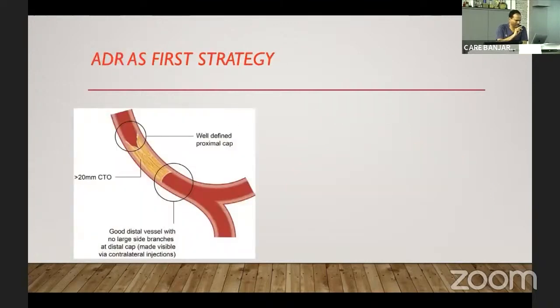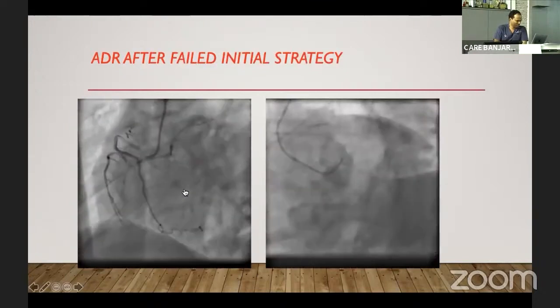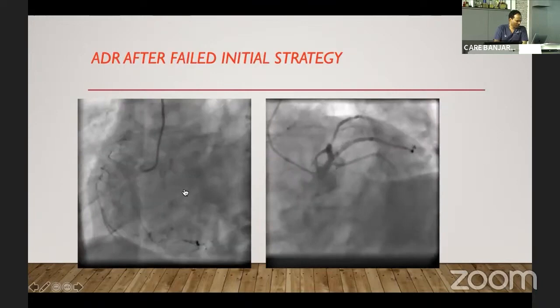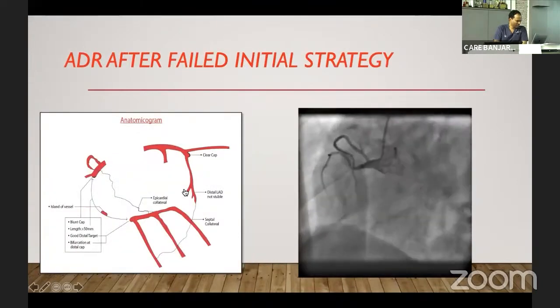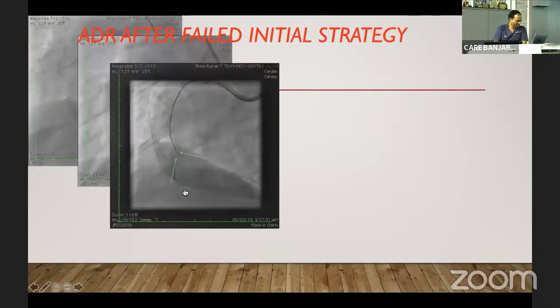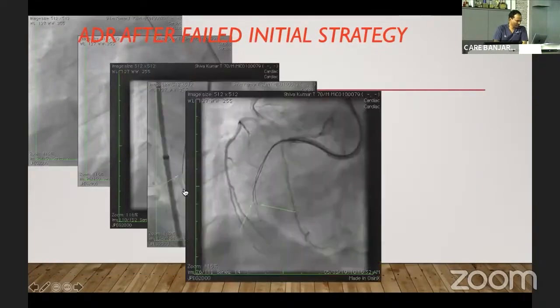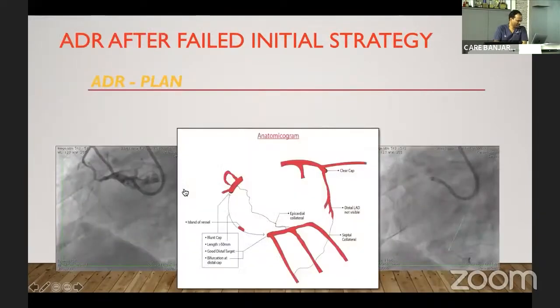When you want to use it as a first strategy, what is most important is there should be a clear cap and then a clear distal vessel. Otherwise you can't use it. You can see here, this is one case of CTO of RCA, and we tried antegrade wiring, but it was not successful, partly because of the visibility. Then we switched to ADR.